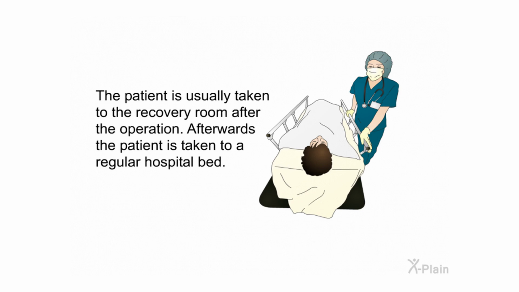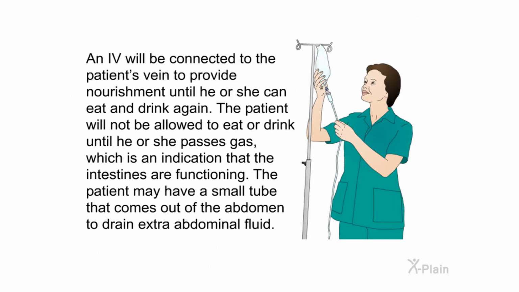After surgery, the patient is usually taken to the recovery room after the operation. Afterwards, the patient is taken to a regular hospital bed. An IV will be connected to the patient's vein to provide nourishment until he or she can eat and drink again. The patient will not be allowed to eat or drink until he or she passes gas, which is an indication that the intestines are functioning. The patient may have a small tube that comes out of the abdomen to drain extra abdominal fluid.